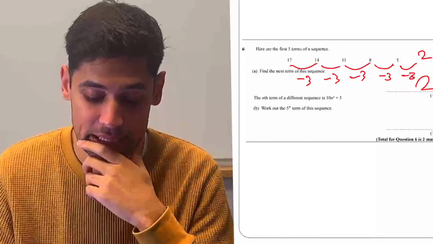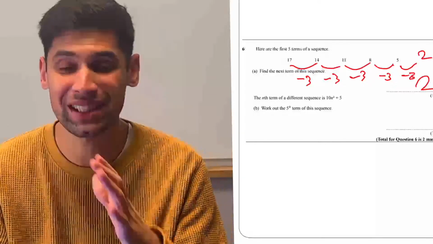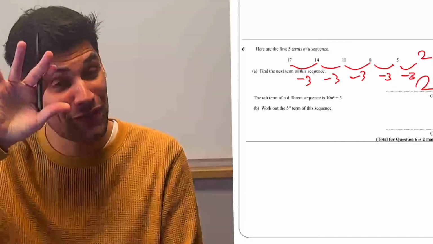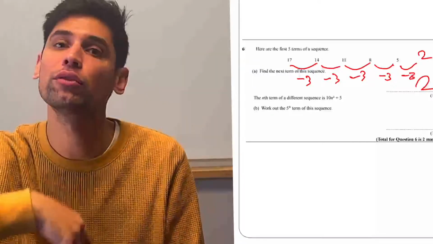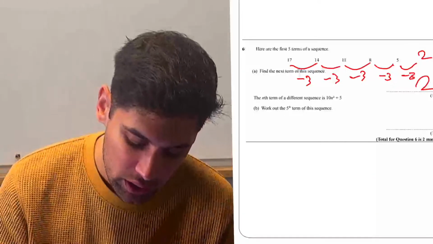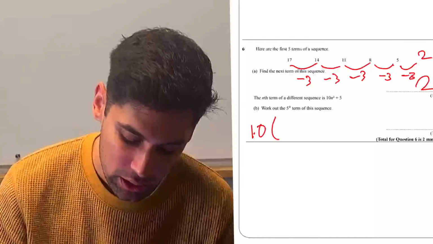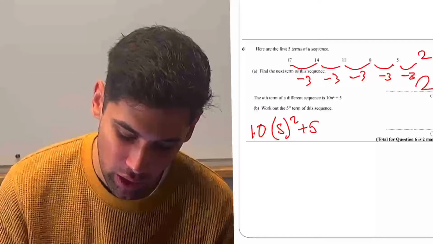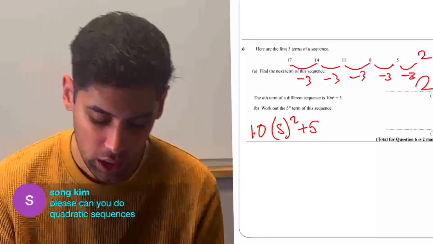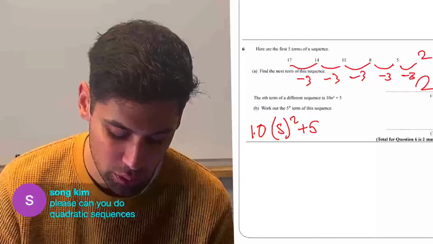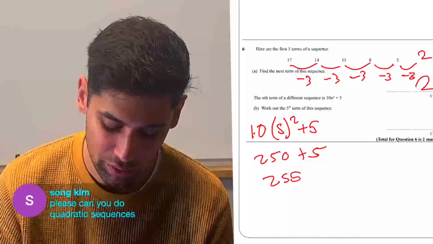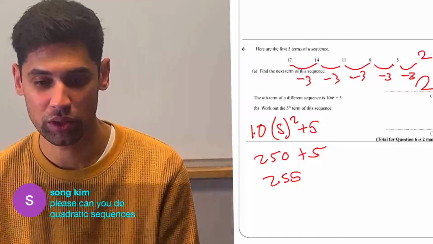The nth term of a different sequence is 10n squared plus 5. Work out the 5th term of this sequence. So once again, n represents the particular value of the term that we're looking for. If we're looking for the 5th term of the sequence, n equals 5. If we're looking for the 10th term, n equals 10. But we're looking for the 5th term. So 10 brackets 5 squared plus 5. Remember BIDMAS here, and always use brackets when you're subbing something in. So 5 squared is 25, 10 times 25 is 250, plus the 5 is 255. That is the 5th term of the sequence.